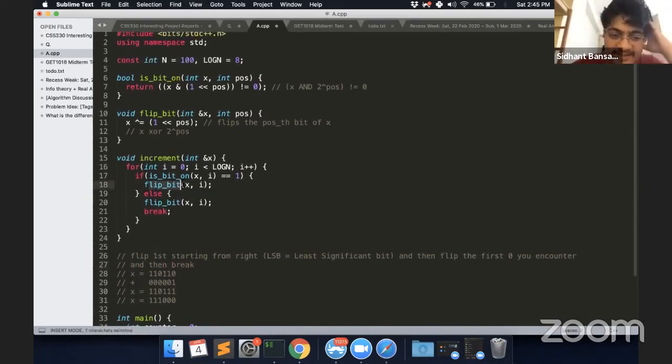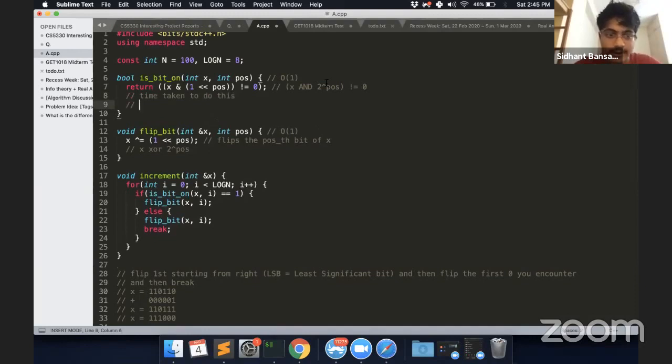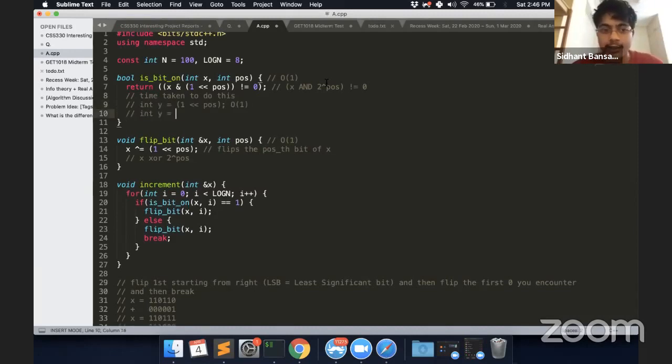All right. So the flip bit basically works like this. So this function is O(1), because you're just doing an XOR operation. Similarly, the checking part, whether the bit is on or not, is also O(1), because you're just doing AND with this thing. And okay, construction of int y: this is O(1), this is O(1), whereas this is O(p) or O(log p).